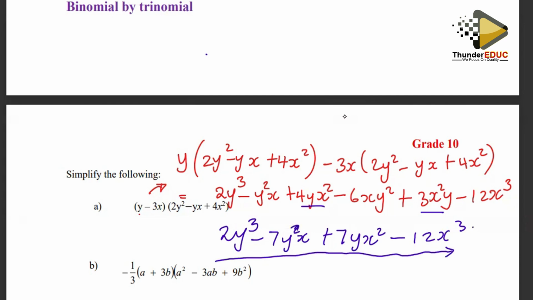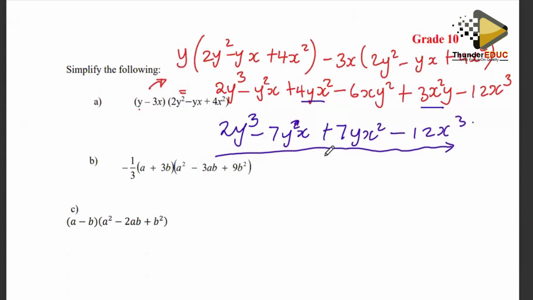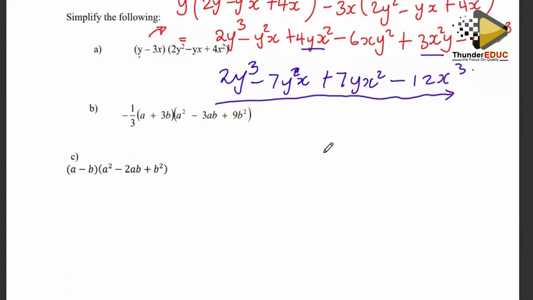Okay, so there are no like terms here. This is a negative 7y squared x. It's a 7yx squared. Now remember, guys, that if we have x times y, it is xy, or it can be the same as yx. It's just the same thing. Okay, then part B.